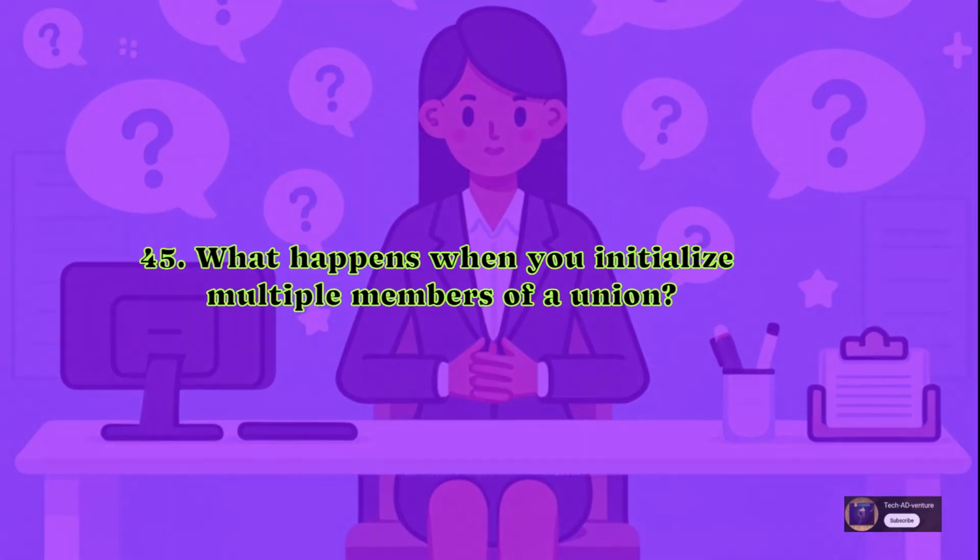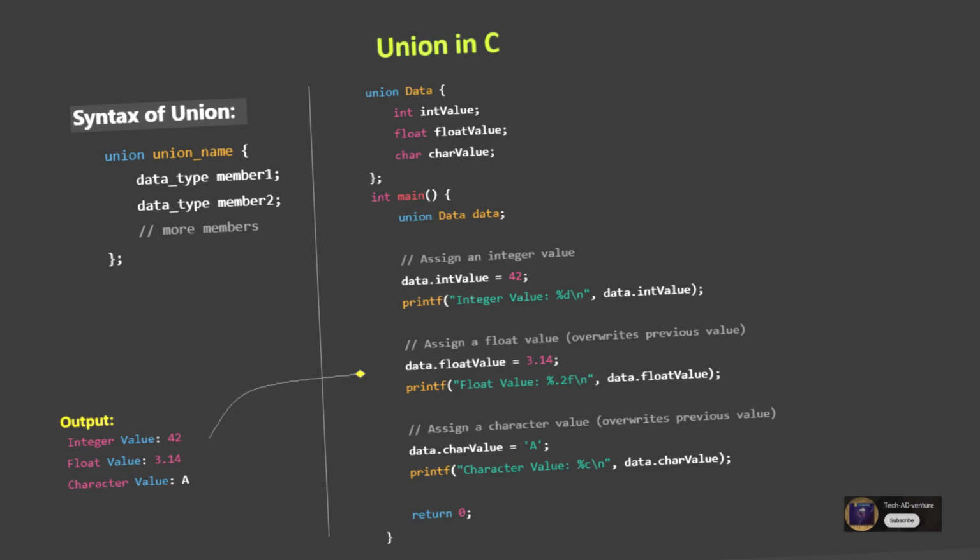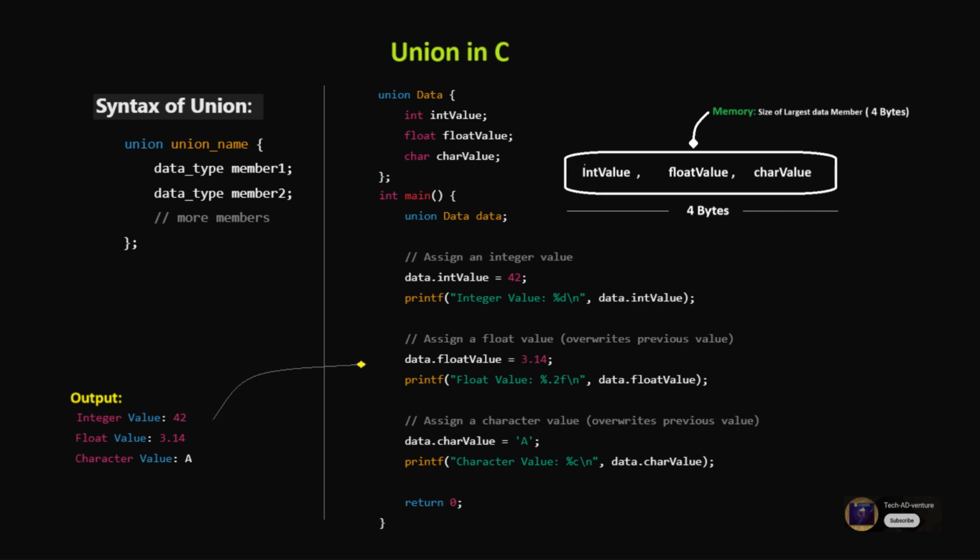45. What happens when you initialize multiple members of a union? As we know, union allocates memory equal to the size of its largest member. All the members of the union share this same memory. When you assign a value to one member, it directly writes to the shared memory location, overriding any previous data. You can initialize only one member of a union at the time of declaration.